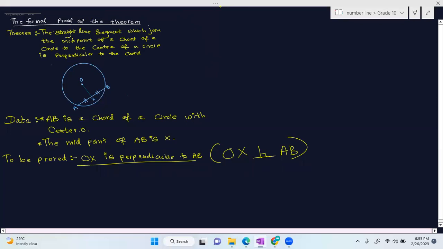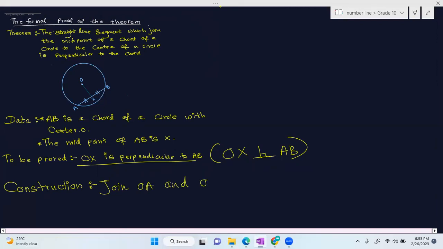Okay, to be proved. Next, it is construction. There should be a construction in a proof. Then what is the construction we do? We join OA and OB. That means we draw the two radii in the diagram. Then we can write it as join OA and OB. Okay. These are the things that we do first.